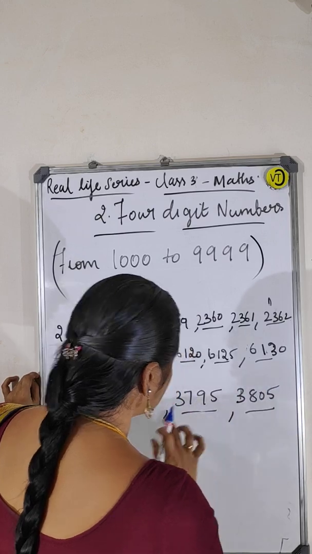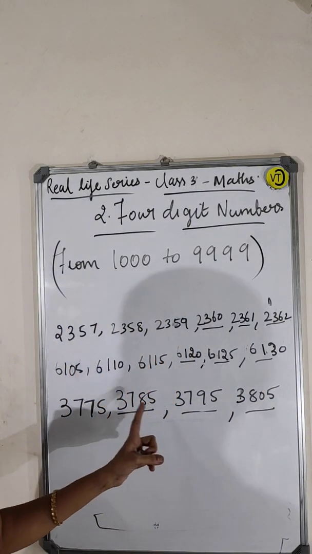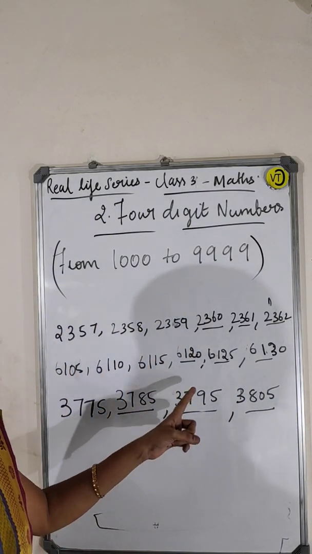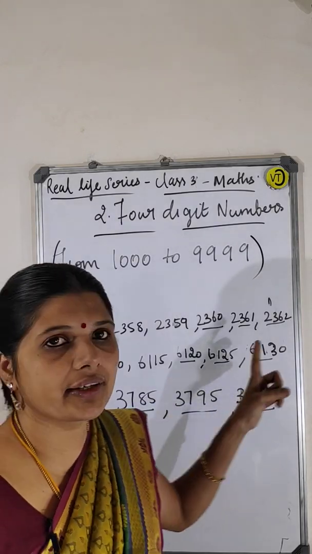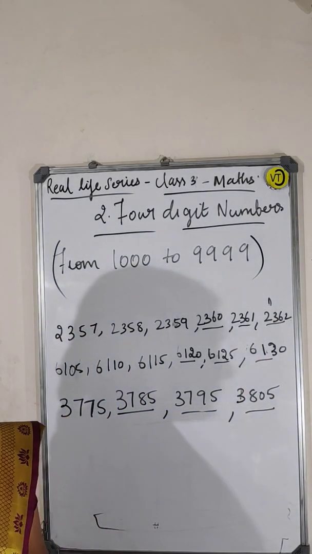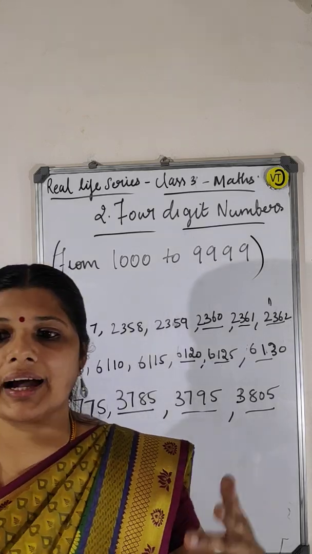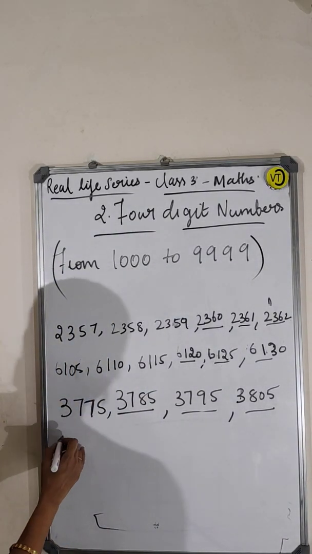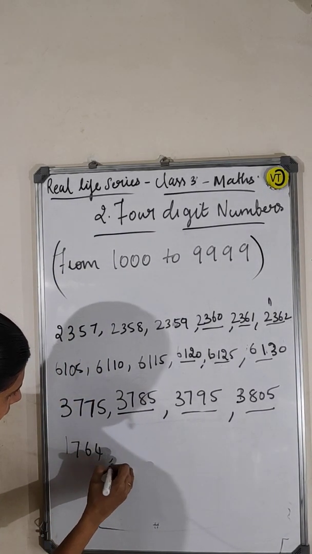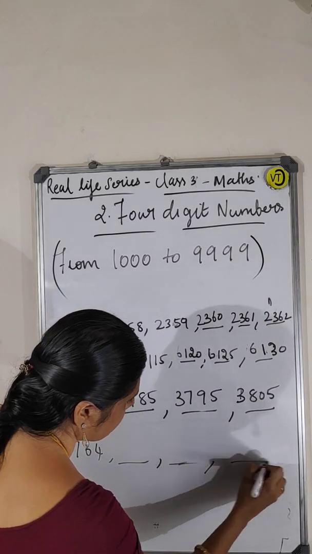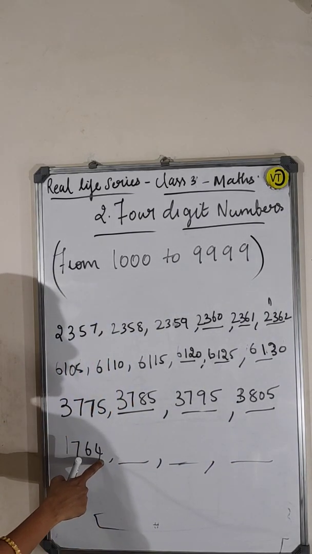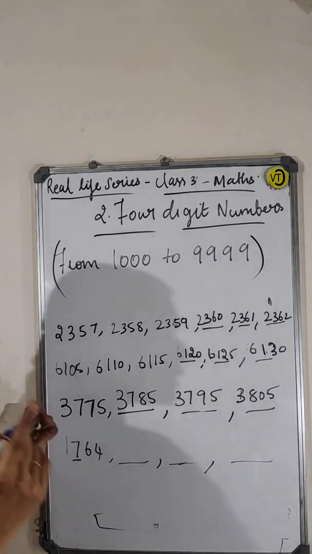So this way you have 3785, 3795 and 3805. Right? And counting the numbers by hundreds. Hundreds means how will you go? 1764 will be there. So this way: ones, tens, hundreds, thousands. So the hundreds place I want to change here.